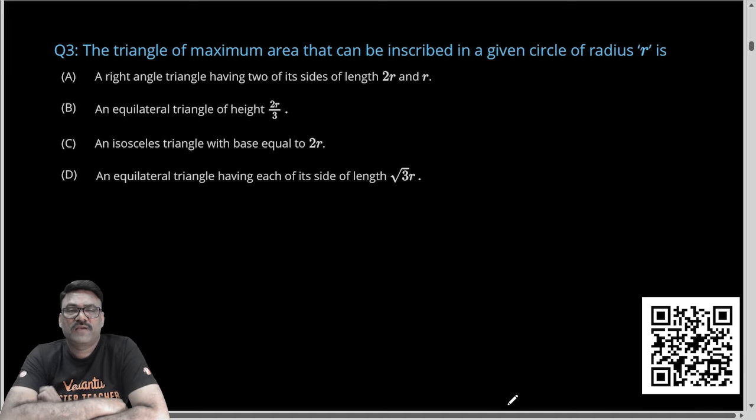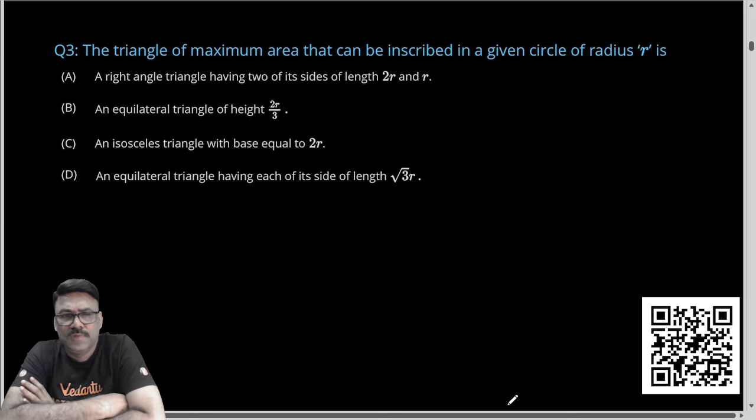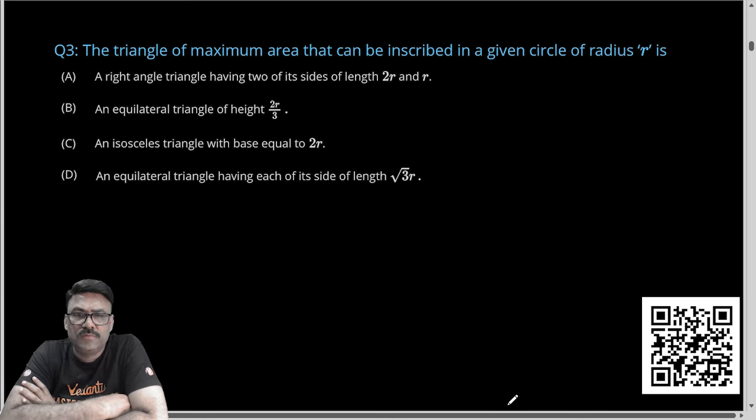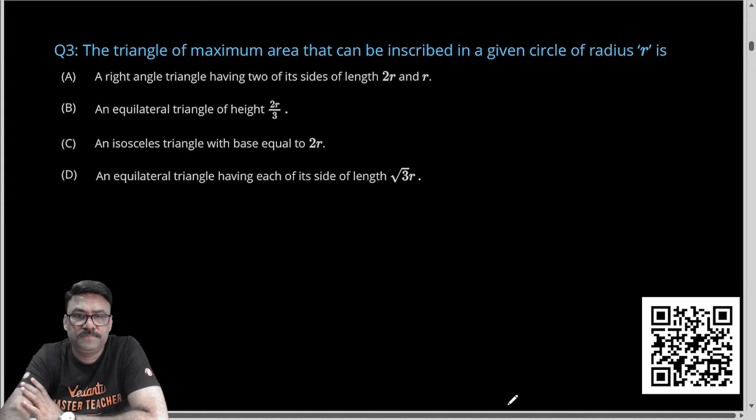Now, the triangle of maximum area that can be inscribed in a given circle of radius r. So keep it as a standard result in your mind. I am stating the result. The result simply says whenever a circle of any given radius r is given and you are inscribing a triangle in the circle.